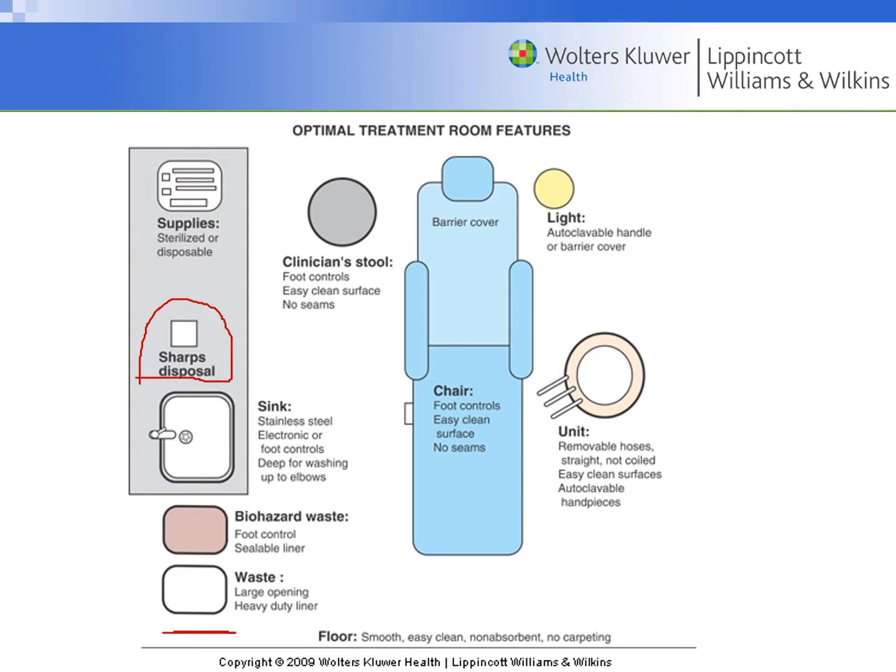We have supplies to where we have gloves and sterilized or disposable utility gloves. Our utility gloves are sterilizable. Our exam gloves are disposable, and we also have paper napkins for drying off, and of course that is disposable. And we have barriers, which are disposable.